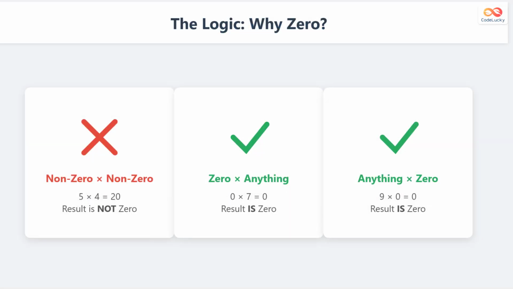Let's look at the logic to prove this. If you take two non-zero numbers like 5 and 4 and multiply them, you get 20. The result is not 0. But if you multiply 0 by 7, you get 0. Or if you multiply 9 by 0, you get 0. The only way to get a product of 0 is to have 0 as one of the ingredients.